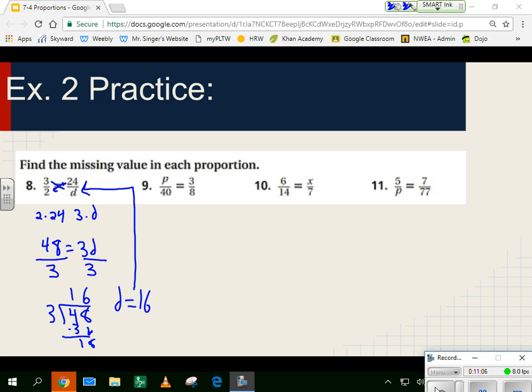All right, your turn. 9, 10, 11. Show your work. It's going to help you out instead of trying to do it all in your head.